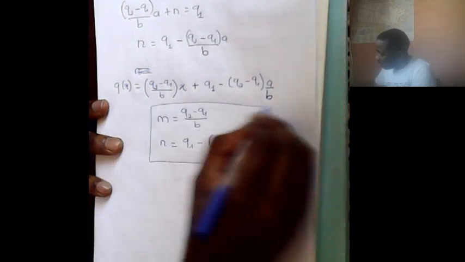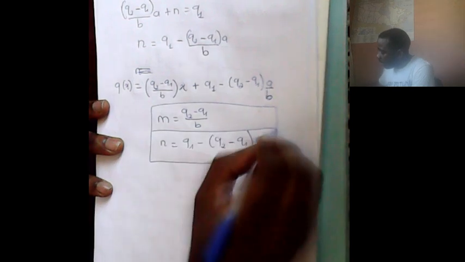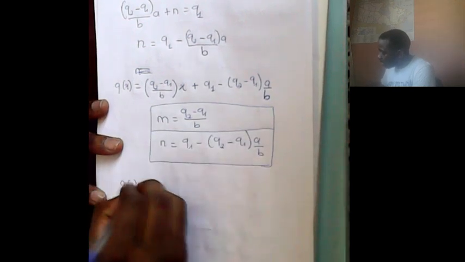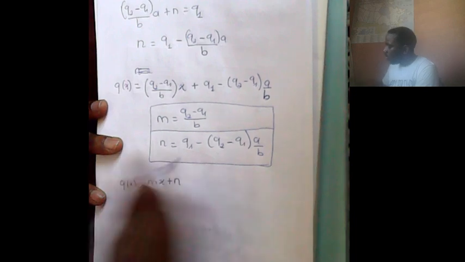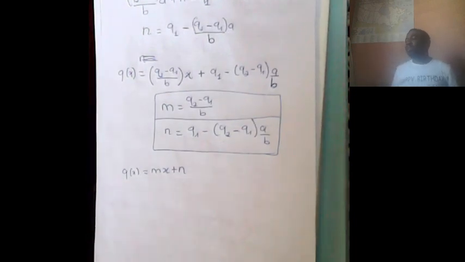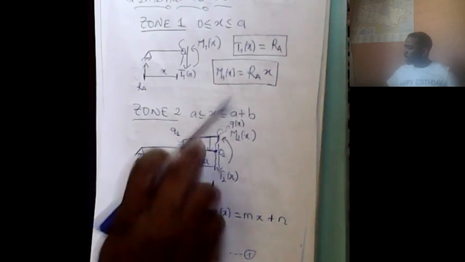We use this formula so that from now on we can just write our Q of X as MX plus N. We know the value of M. All of this is in order not to pull very large expressions along the way. We can just use the minimum that we have. But it's important that we should be able to express our moments and our shear, all of them, as polynomials.